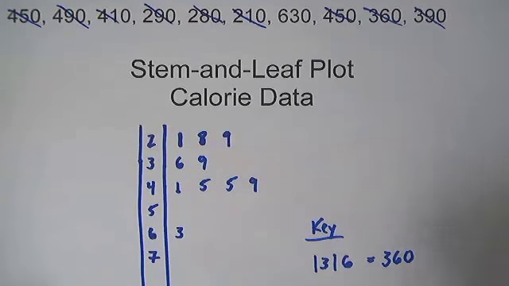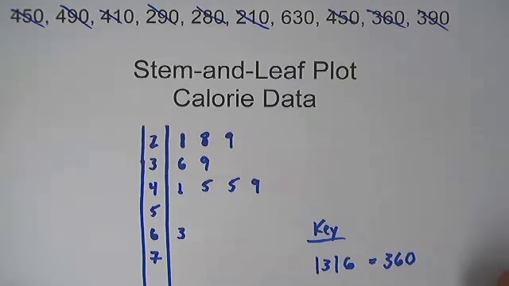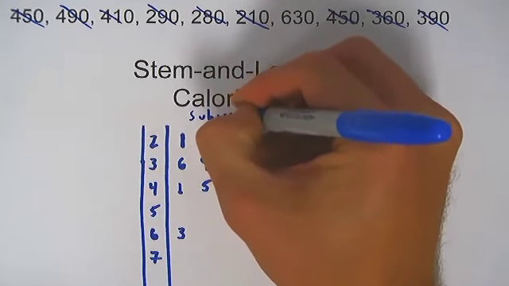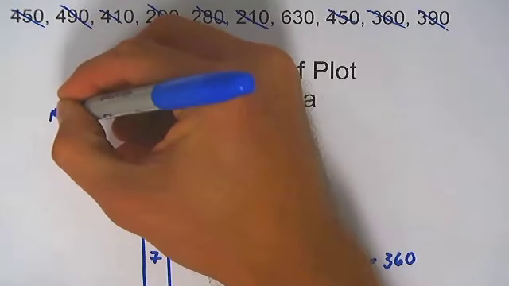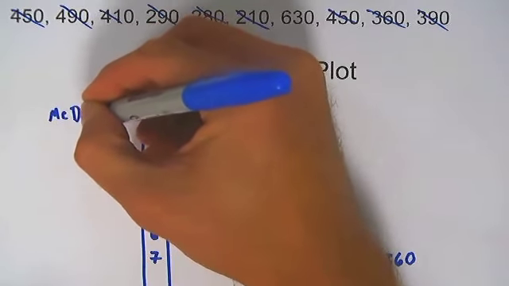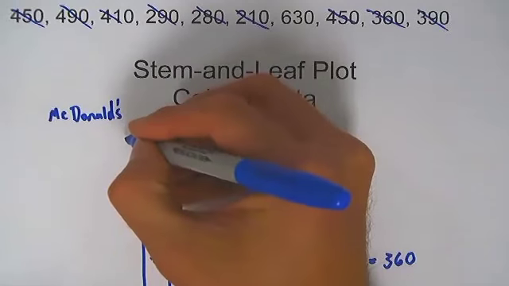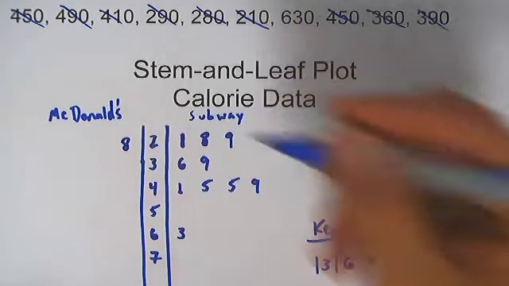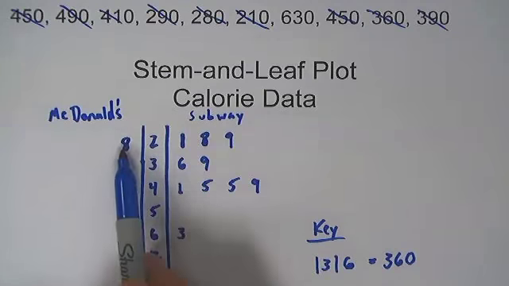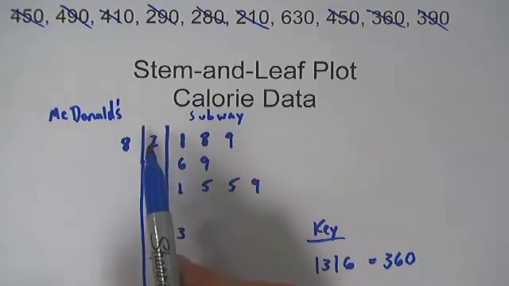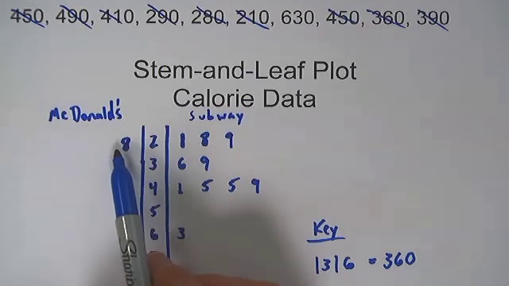So what we'll do is find the smallest McDonald's data value. The smallest one here was 280. So we're going to let this side represent Subway, and we're going to let this side now represent McDonald's. Since 280 was the smallest, we're going to put an 8 going this way. This might look like 820, but remember this still represents the hundreds place, so this actually represents 280.